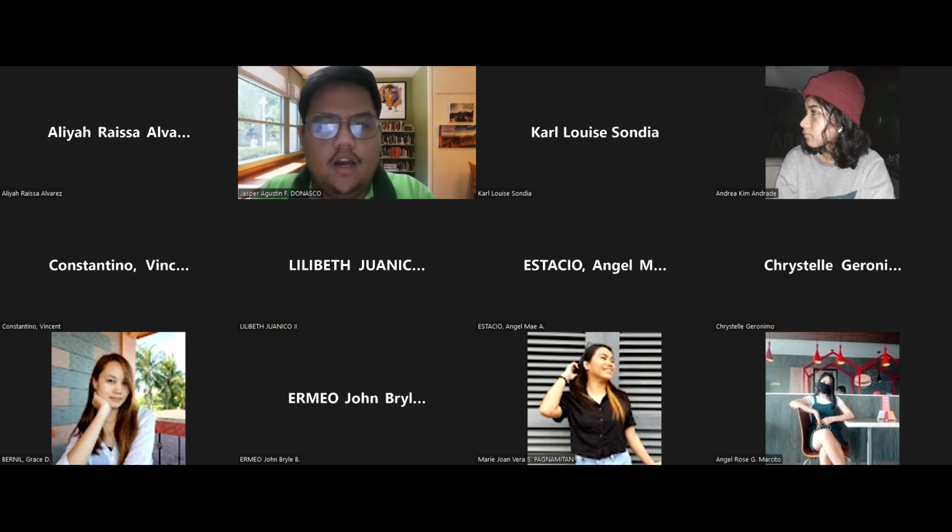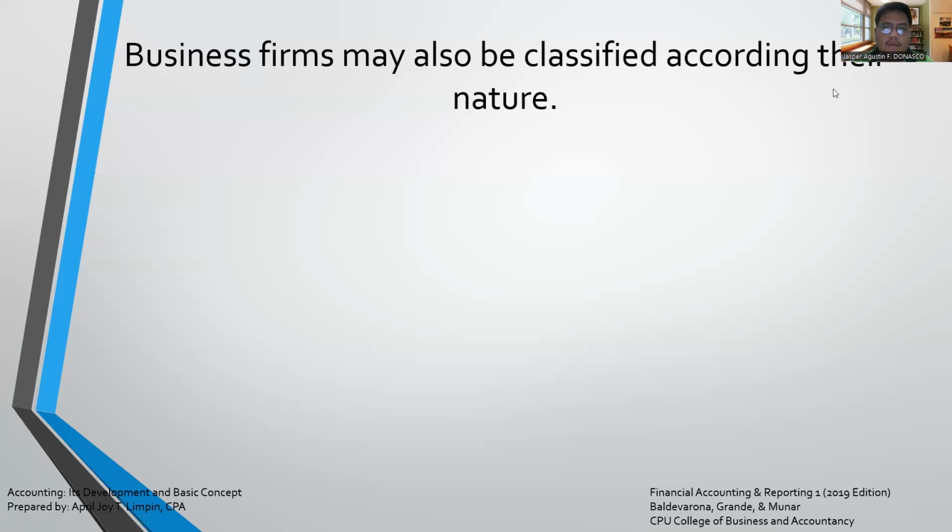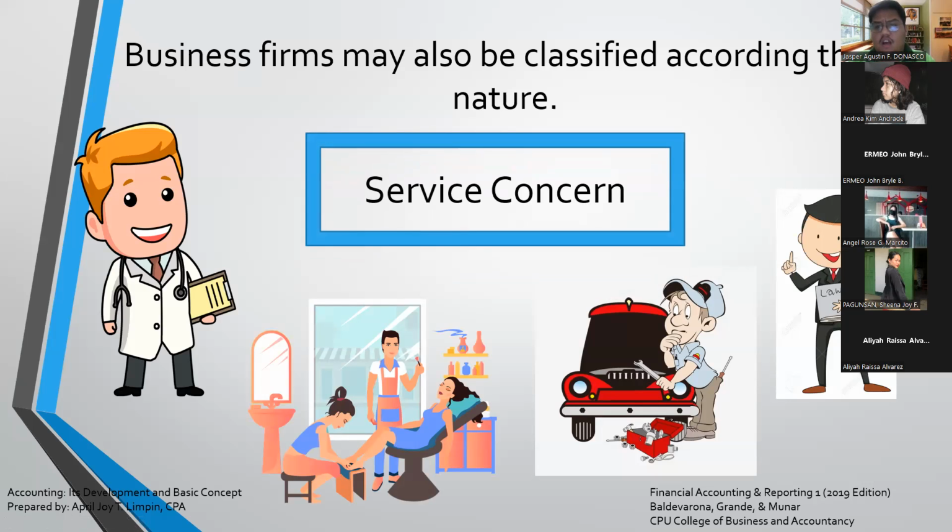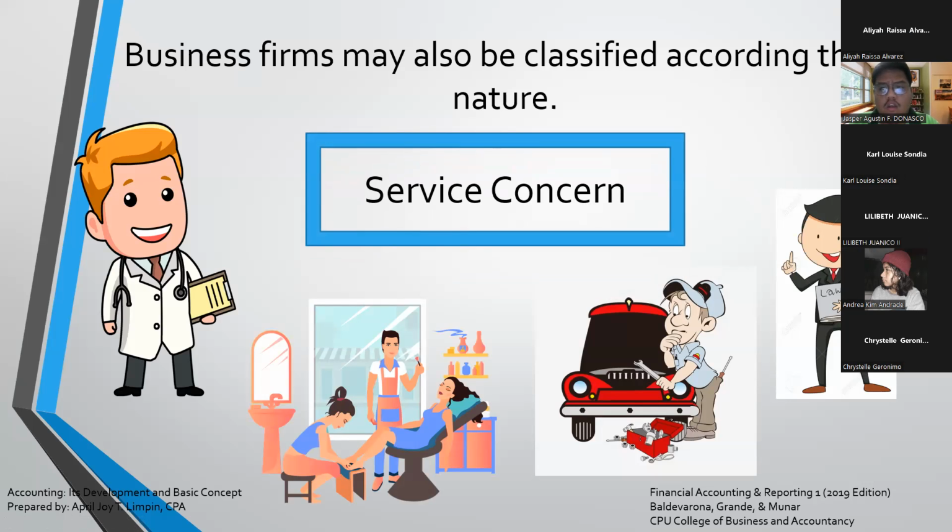We will be discussing the types of business entities. So there is a business organization, meaning how is it organized, and business entity, what is the nature of the business, how is the business doing business. So business firms may be classified according to their nature. So service concern. For a service concern, this business is actually aimed at providing services to their customers.